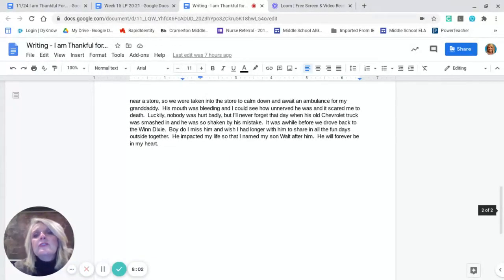So we were taken into the store to calm down and to wait on an ambulance for my granddaddy. His mouth was bleeding, and I could see how unnerved he was. It scared me to death. But luckily, nobody was hurt badly. But I'll never forget that day when his old Chevrolet truck was smashed in, and he was so shaken by his mistake. It was a while before we drove back to the Winn-Dixie.